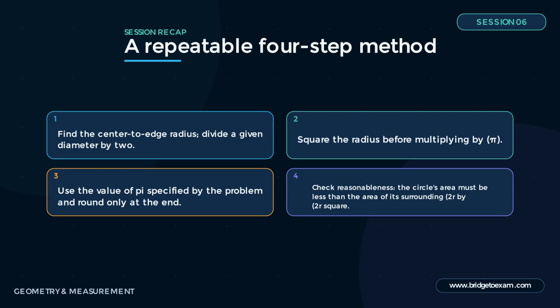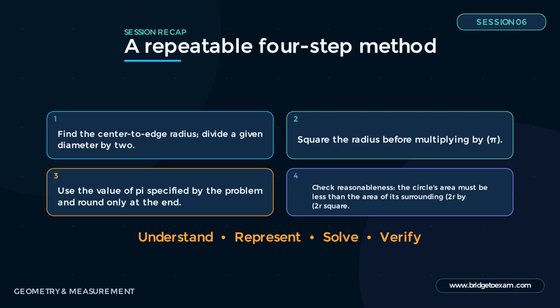Next, square the radius before multiplying by pi. Then use the value of pi specified by the problem and round only at the end. Finally, check reasonableness. The circle's area must be less than the area of its surrounding 2r by 2r square.